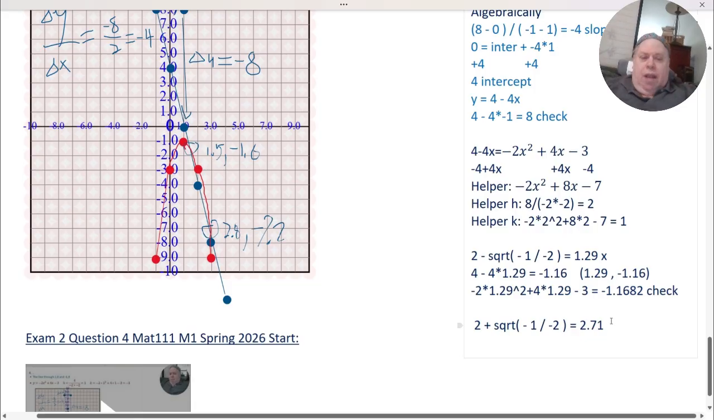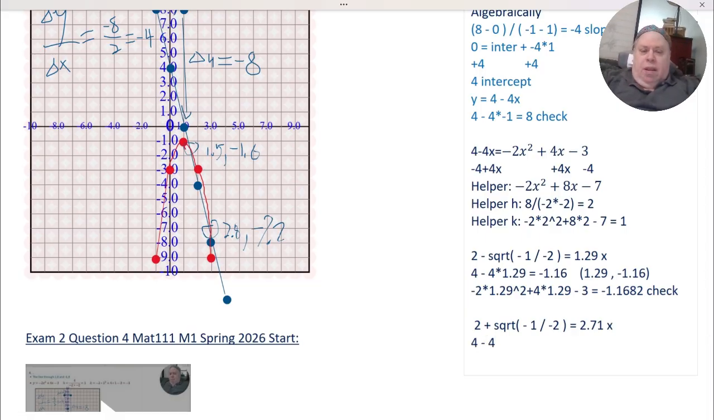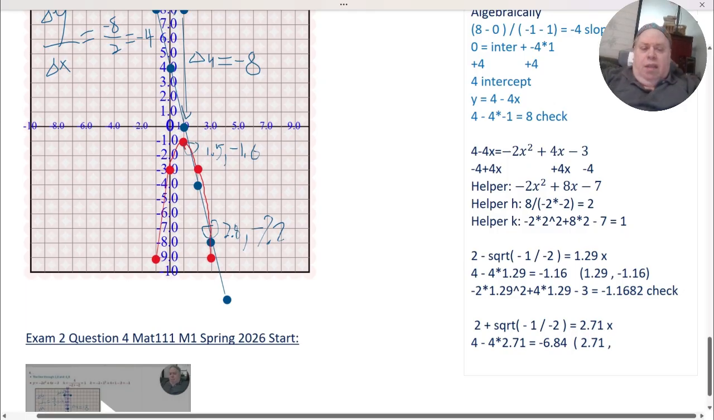We just mark that as an x, marks the spot. Now I want the y. I take 4 minus 4 times 2.71. And that's going to give me negative 6.84. I said negative 7.2. I was a little off, but also in the right general vicinity. So I get 2.71, comma, negative 6.84.